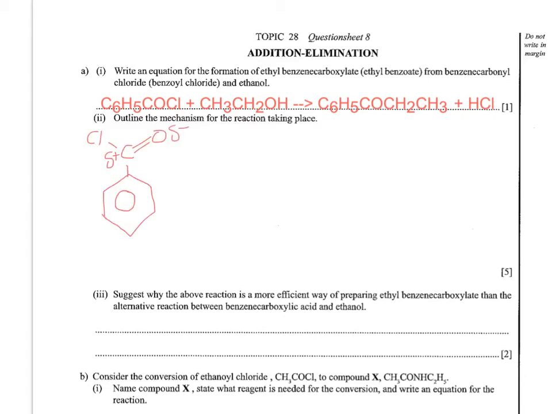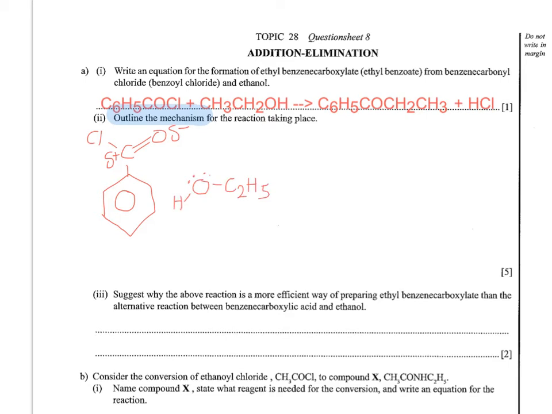So when I'm doing my mechanism, I'm taking note of the fact that they haven't necessarily said to put dipoles in or curly arrows, but I'm assuming that when they say outline the mechanism in this manner, that's exactly what they're talking about. So I'm not taking any chances. I'm going to put in the dipoles and the curly arrows.